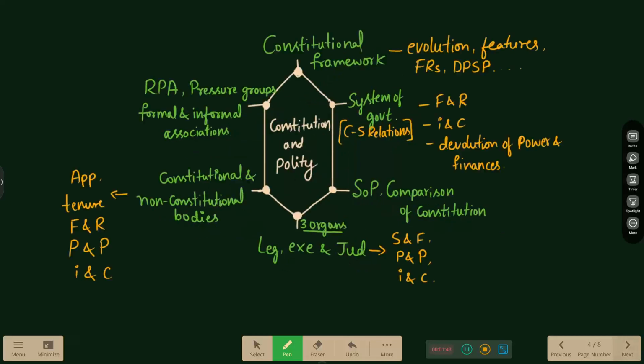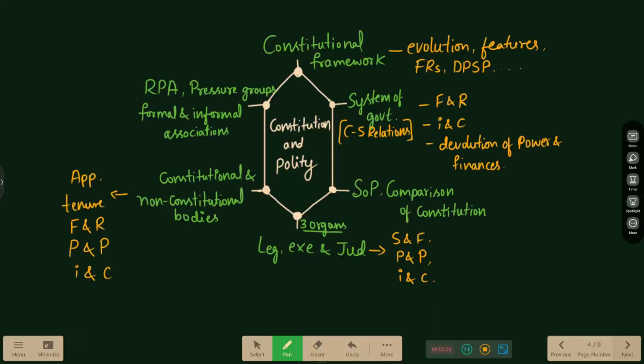So, in the constitutional framework and system of government, these 2 units, headings given by Lakshmikant. Constitutional framework consists of evolution, features of Indian Constitution, citizenship, India and its territory, fundamental rights, DPSP, fundamental duties, amendment, basic structure, etc. All these topics come under the heading constitutional framework.